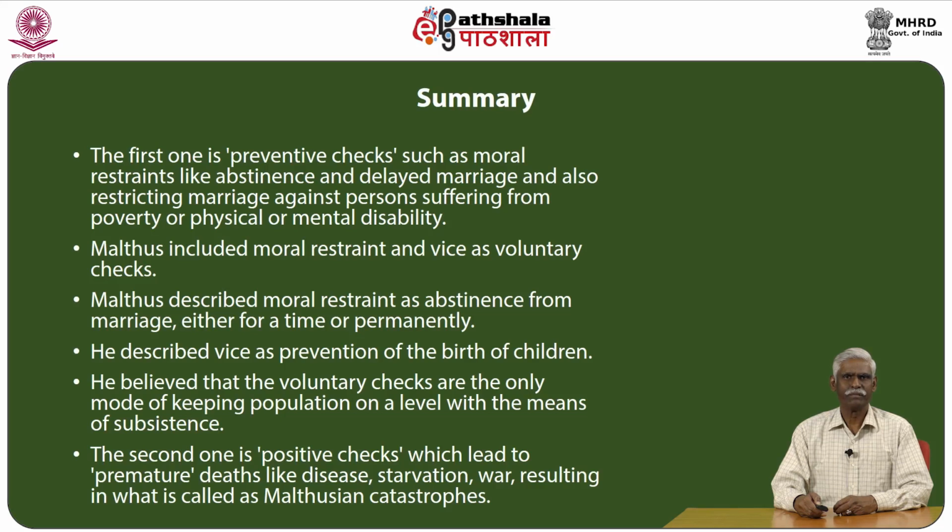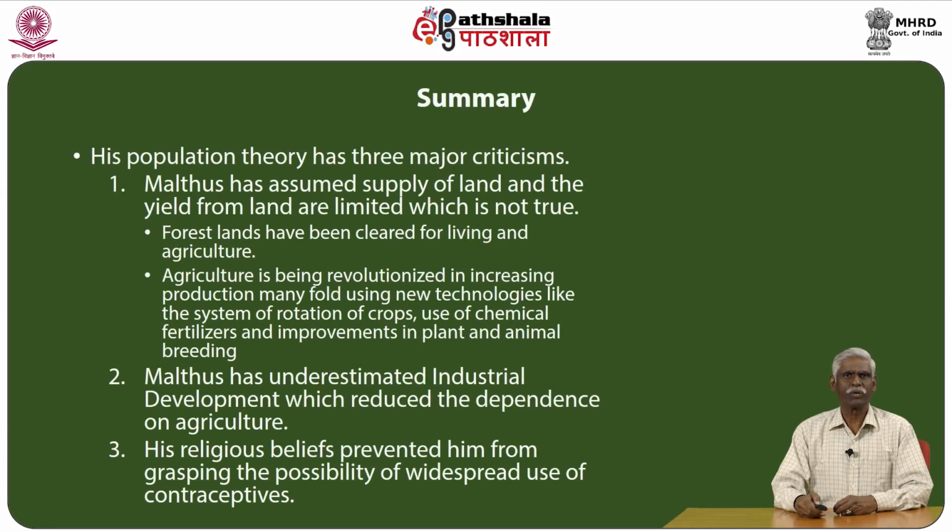The second measure, which he labeled positive checks, mainly leads to premature deaths through diseases, starvation, and war, resulting in what he famously called Malthusian catastrophes. These also are questioned. However, the three major criticisms against Malthus were: first, Malthus assumed that the supply of land and the yield from land are limited, which was found to be not true when it was empirically tested in some of the countries.